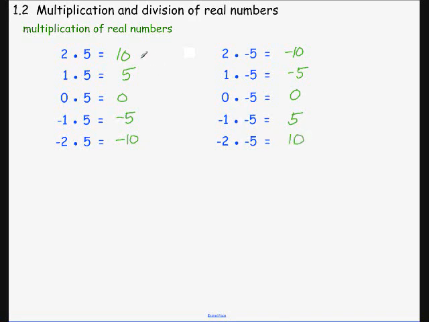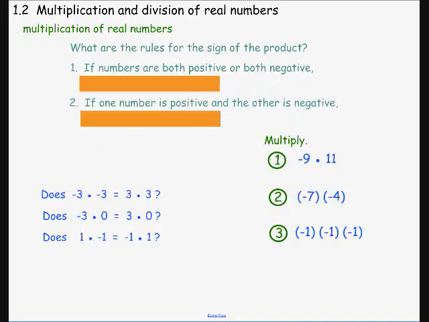It's kind of interesting, isn't it? You've gone from 10, 5, 0, negative 5, negative 10, and over on this side where you were working with a negative to start with, you start with negative numbers and proceed up through 0 and into positive numbers, multiplication of real numbers.